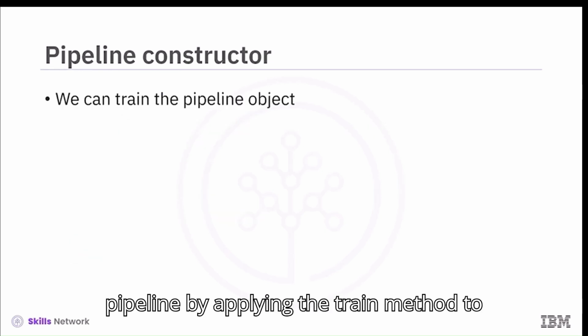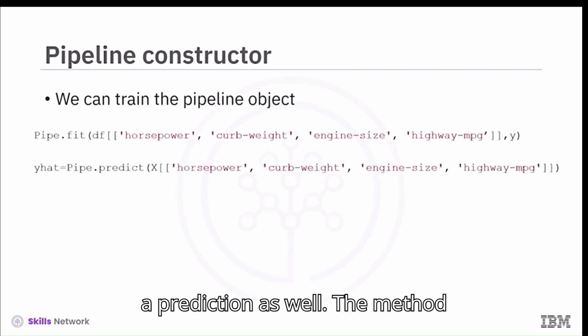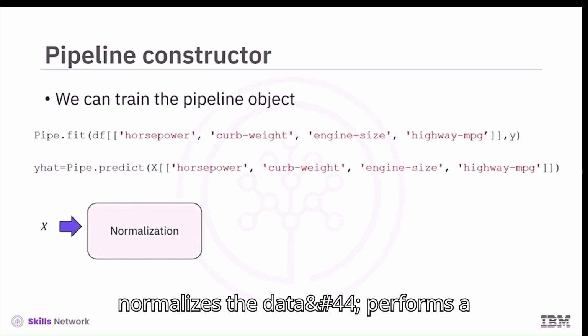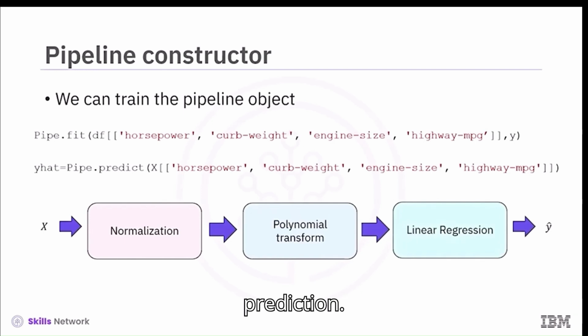We can train the pipeline by applying the train method to the pipeline object. We can also produce a prediction as well. The method normalizes the data, performs a polynomial transform, then outputs a prediction.